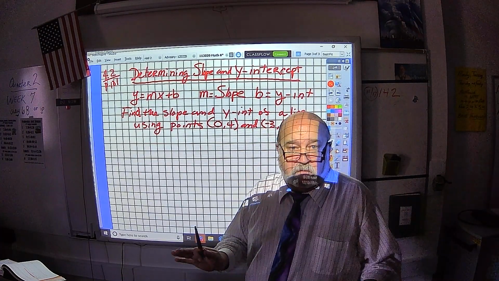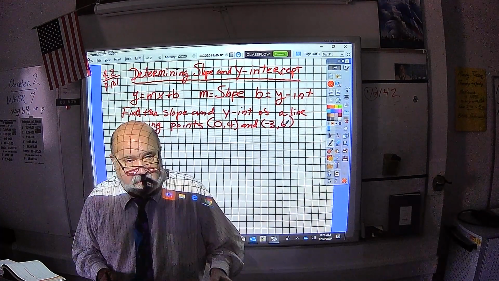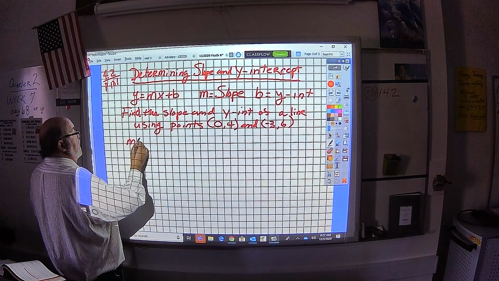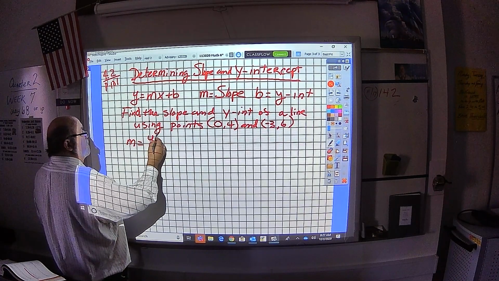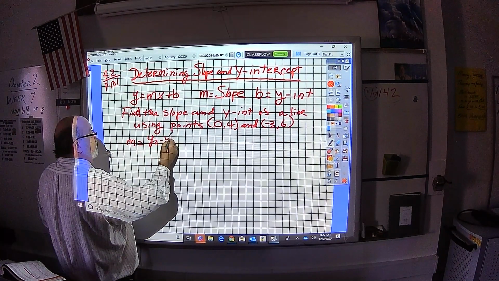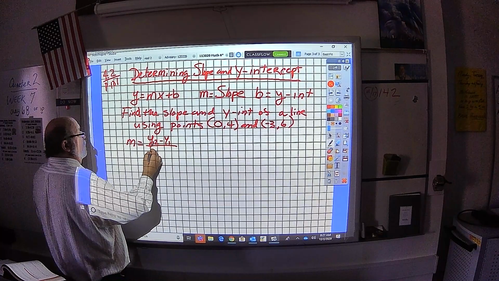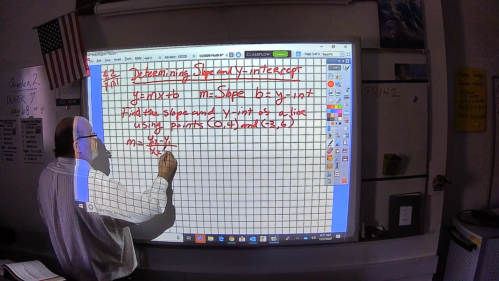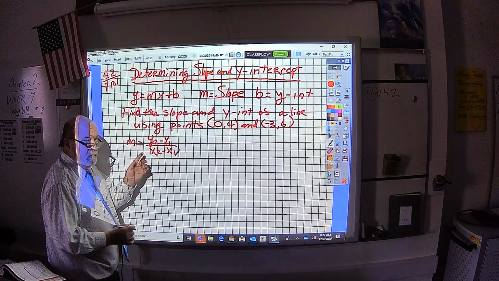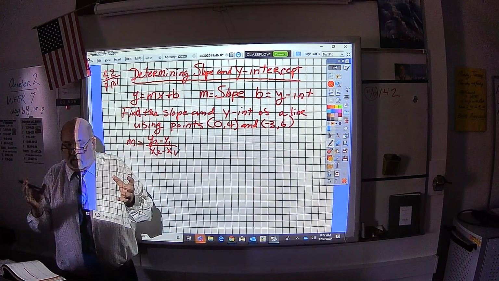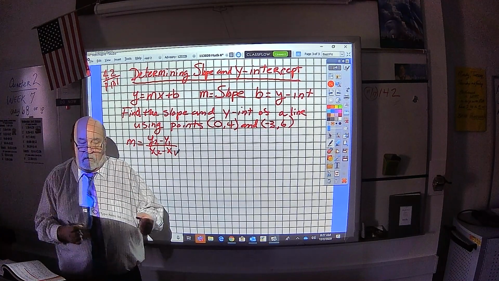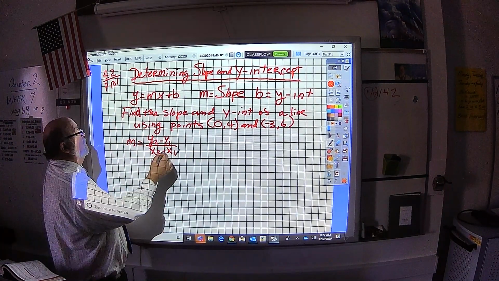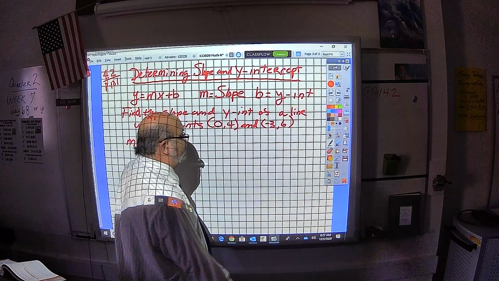The slope part of this should be no problem for anybody in the class, because we already know m equals y2 minus y1 over x2 minus x1. Now that should look familiar to you. You've been doing it, and you've had a couple of assignments to get you there. And now you've got the video. Yay, video. So, let's look and see what this is.